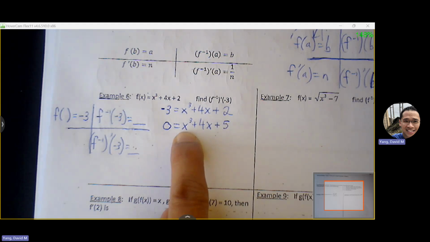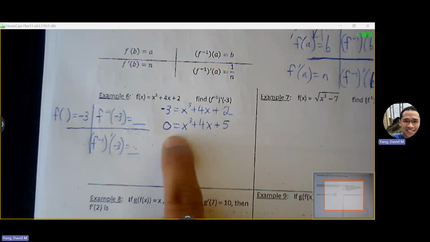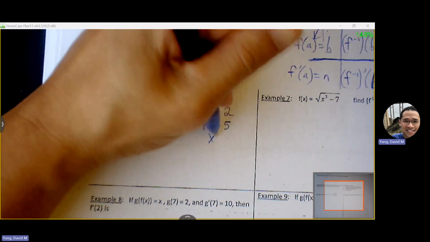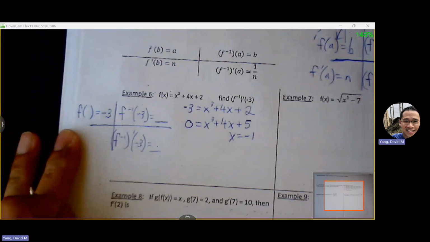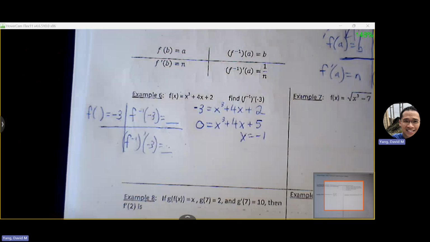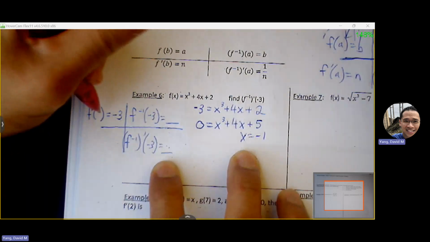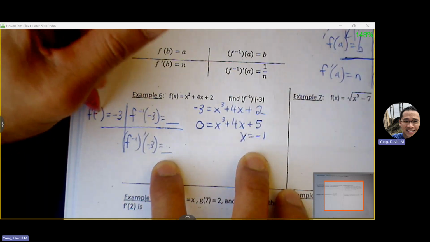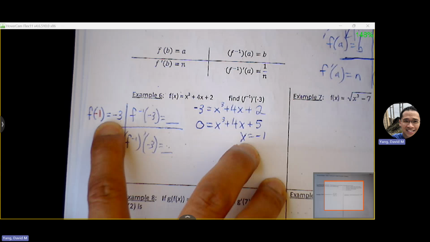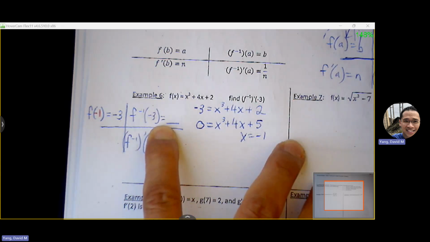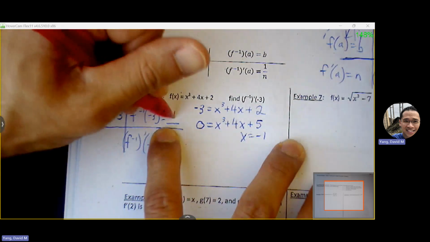-1 cubed is -1. 4 times -1 is -4. -1 minus 4 is -5. -5 plus 5 is 0. That's a true statement. So we know the x value here is -1. Once we have that, I'm going to fill in portions of my chart. I know there's an ordered pair -1, -3 that lives on my function, which must mean there's an ordered pair -3, -1 that lives on the inverse.